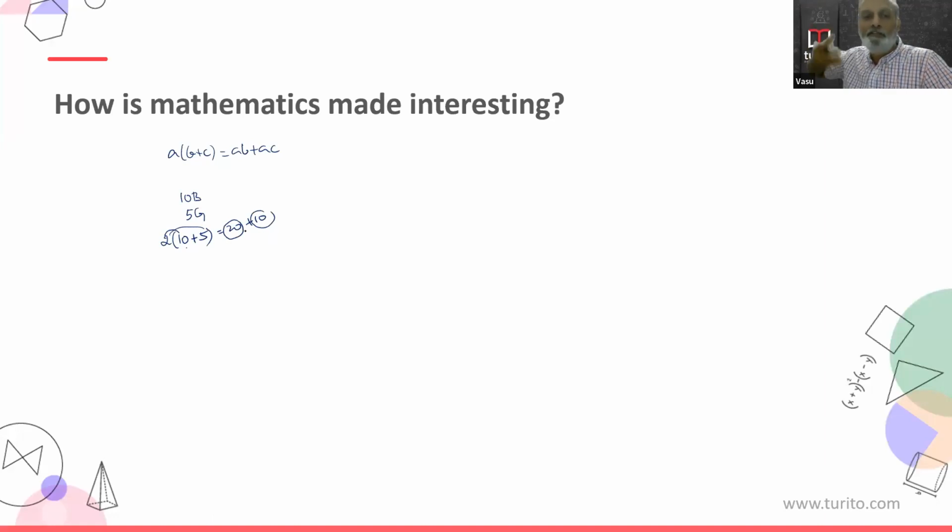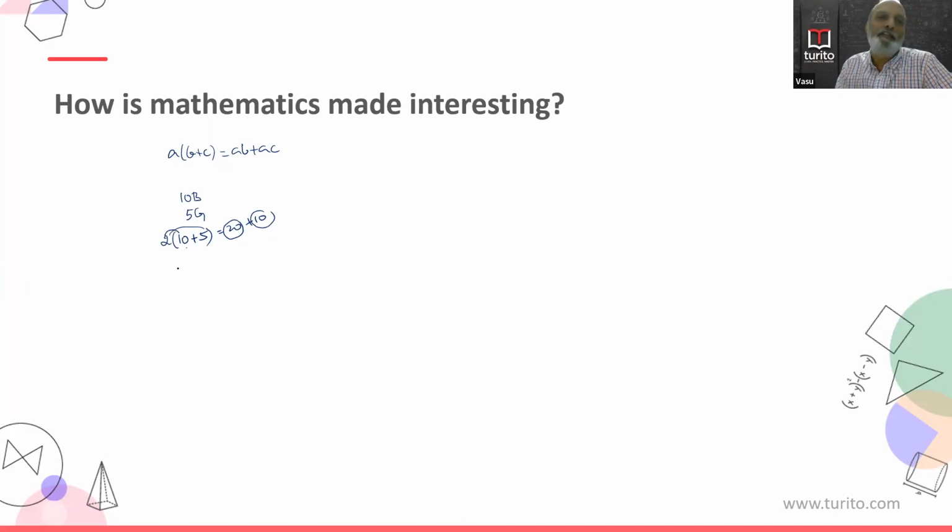So by telling this real life example, then if I give this distributive property, that multiplication is distributed over addition, then the student will understand the concept really very well. And he can apply this concept anywhere.